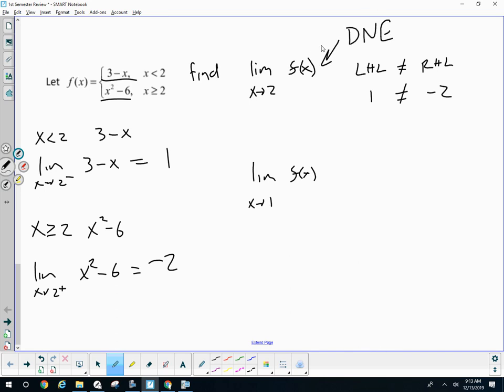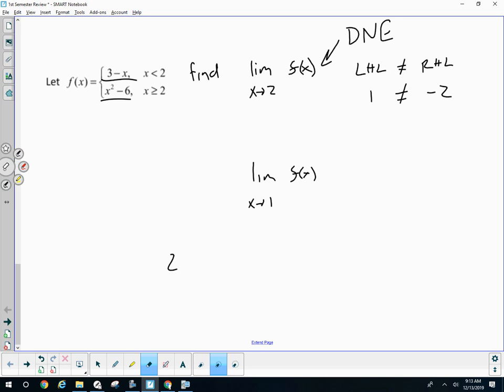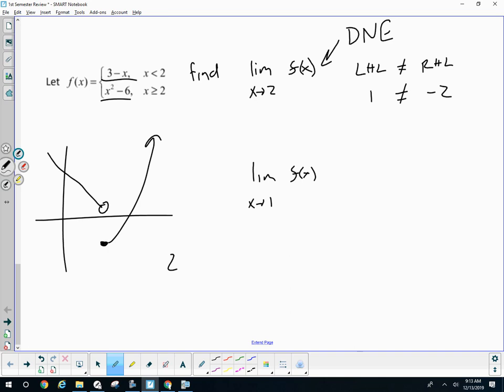Now you might be thinking, oh, okay, so the limit doesn't exist for this function. No. It's just at 2. So if you were to sketch this, you would see that the two pieces don't meet up. The two pieces are not continuous at 2. We got 3 minus x, which stops at 1, and then we got x squared minus 6, which will start at -2. So we don't meet up. The limit doesn't exist at 2.